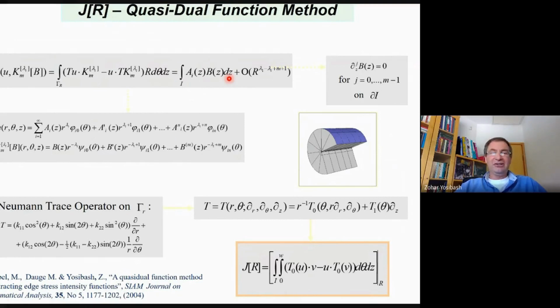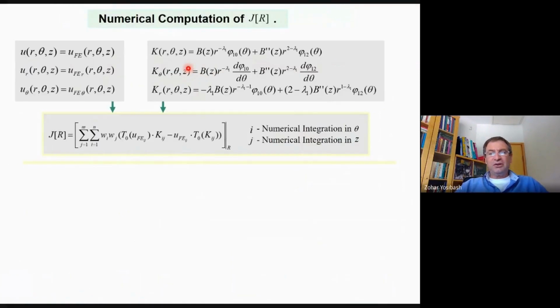But again, I don't want the number, I want a function of z. So how do I do it so that I retrieve really the function? And the method is the following.